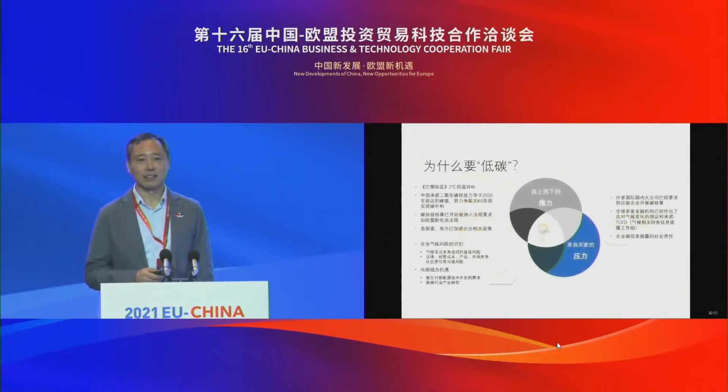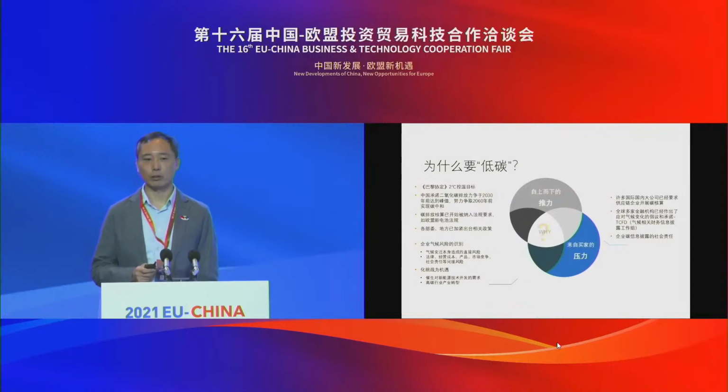So look at the topic of carbon. Why do we focus on zero carbon? Because of several issues. The first is pressure from up to down. We made a commitment in 2020 for the double carbon targets in 2030 and 2060, including some of the carbon requirements. And this is from the policy side.